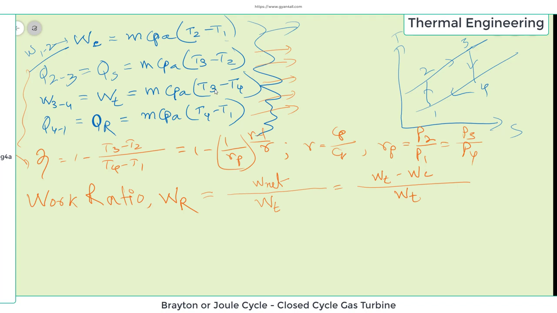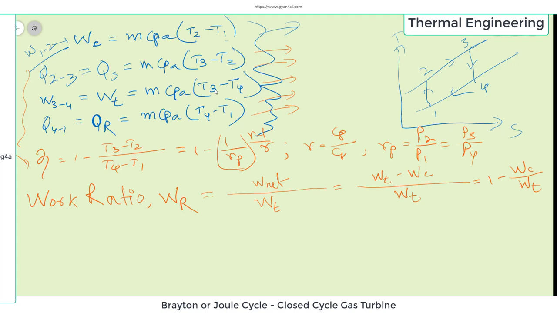So we can keep it in this form. If you want, you can do it like this: WC divided by WT. If you know the temperature terms, you can write them. That is not an issue. So these two formulas basically we need to know: the efficiency formula and the work ratio formula.